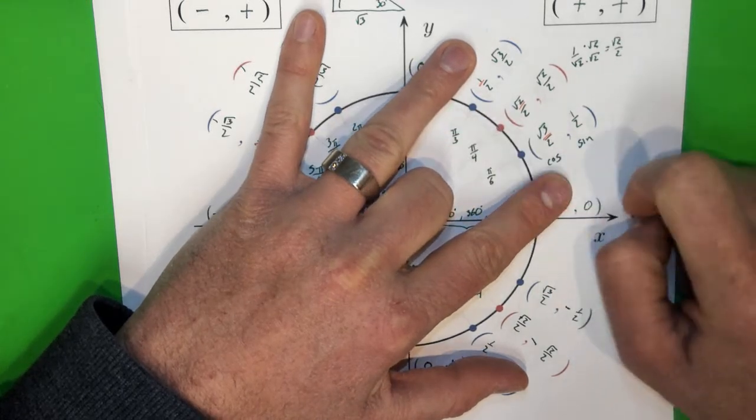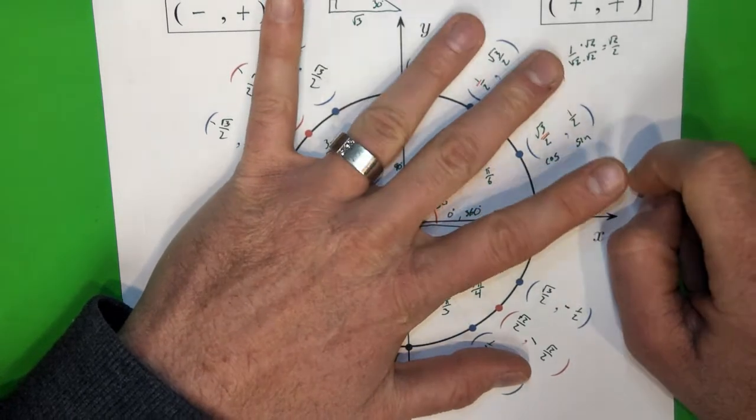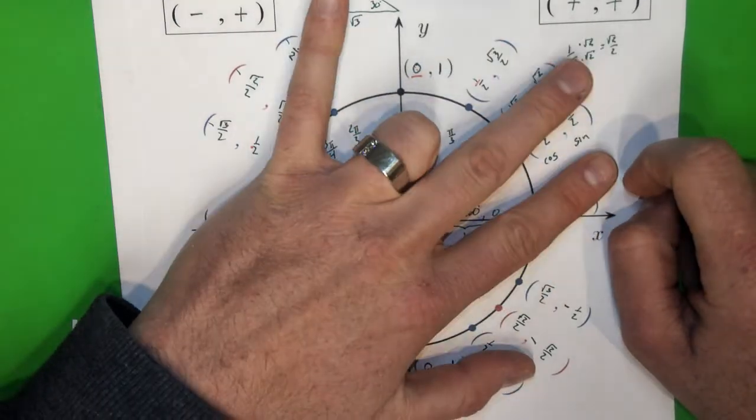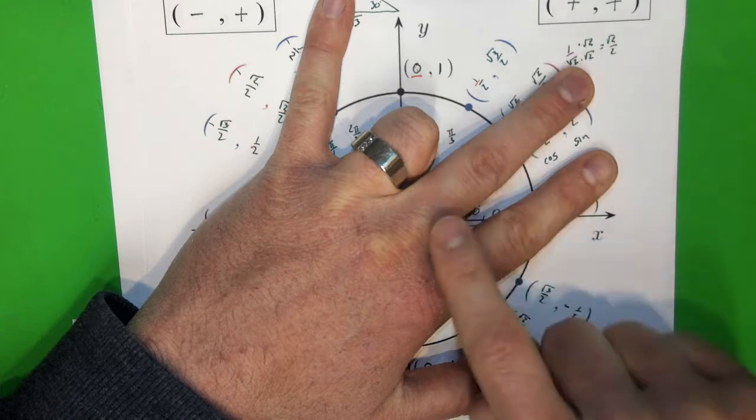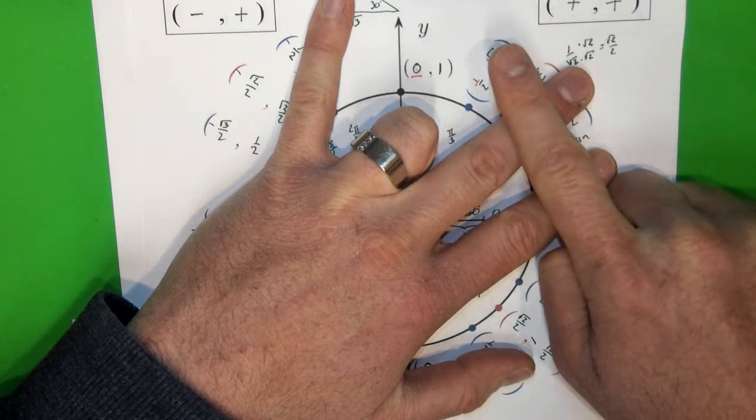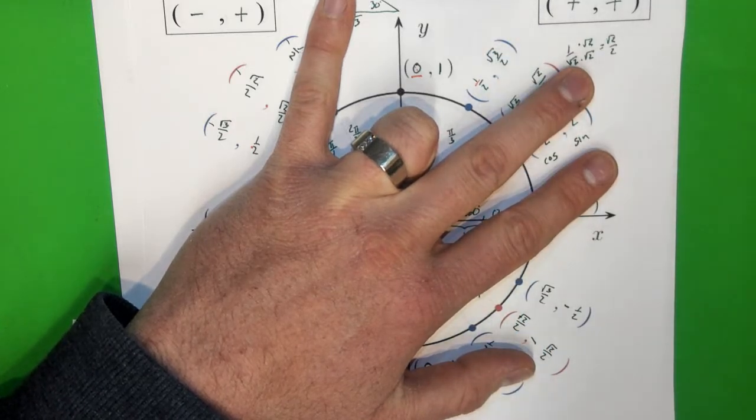Same thing for pi over 3. Pi over 3 is going to be one of these three right here, and it's going to be that guy right there. That is 1 over 2. There it is right there. And then this guy right here is your y value, and that's root 3 over 2. So that works out really, really nicely.